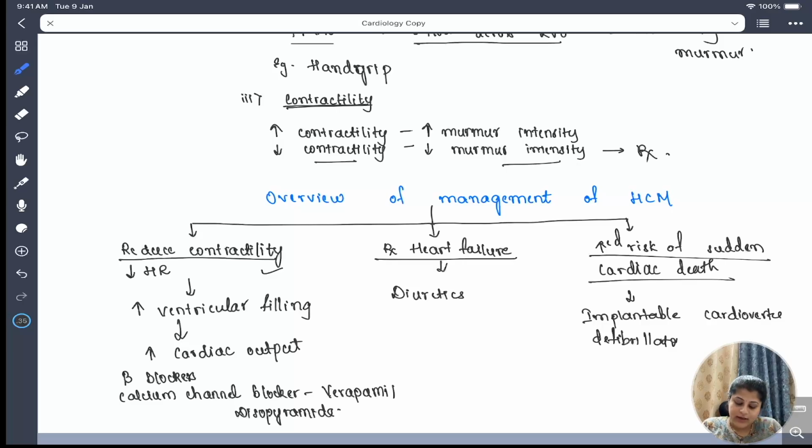Okay. Now, for the first, reduce contractility and treatment of heart failure. If there is no improvement, you can also go for surgical options. That is septal myomectomy and septal ablation procedures.